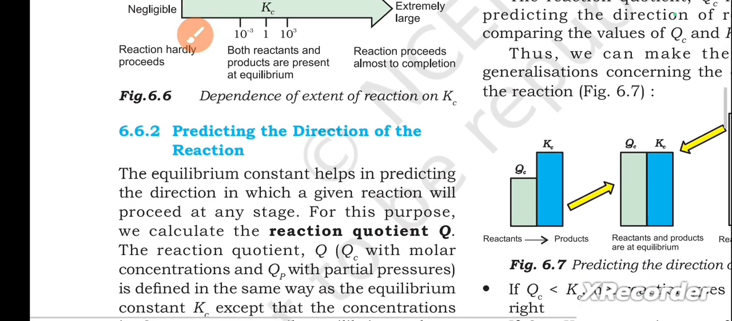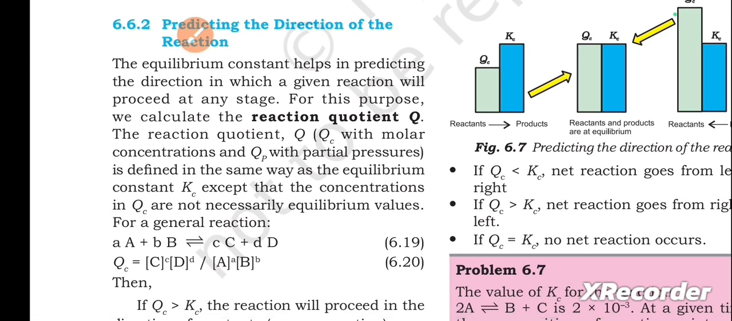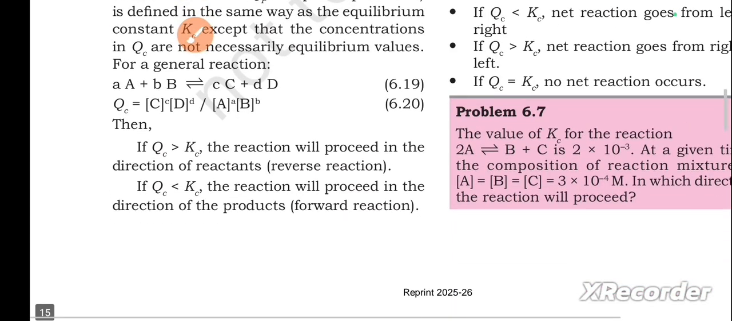Next, predicting the direction of a reaction. The equilibrium constant helps in predicting the direction in which a given reaction will proceed at any stage. For this purpose, we calculate the reaction quotient Q. The reaction quotient Q, Qc with molar concentrations and Qp with partial pressures, is defined in the same way as the equilibrium constant Kc, except that the concentrations in Qc are not necessarily equilibrium values. For a general reaction, A plus B gives rise to C plus D.